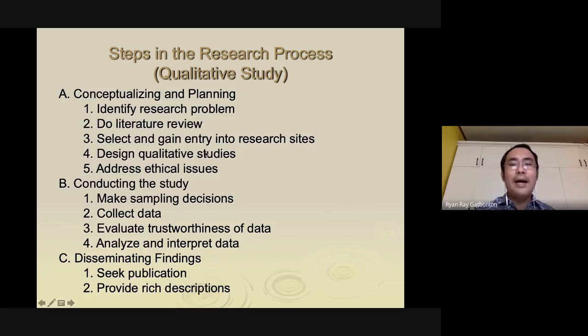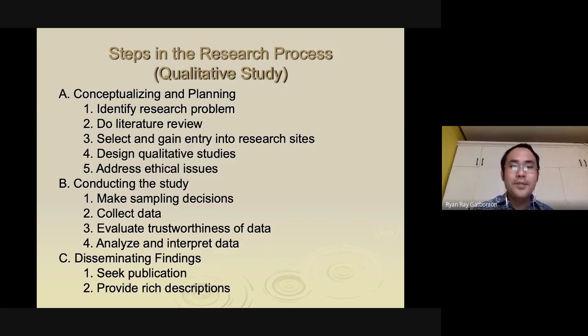Now, instead of attaching your study to a theory, we do not do that in qualitative study. As I said earlier, qualitative researches are naturalistic in nature or in paradigm. Therefore, we do not want to limit our perspective only to a theory. So this research does not require a theory to guide its design.